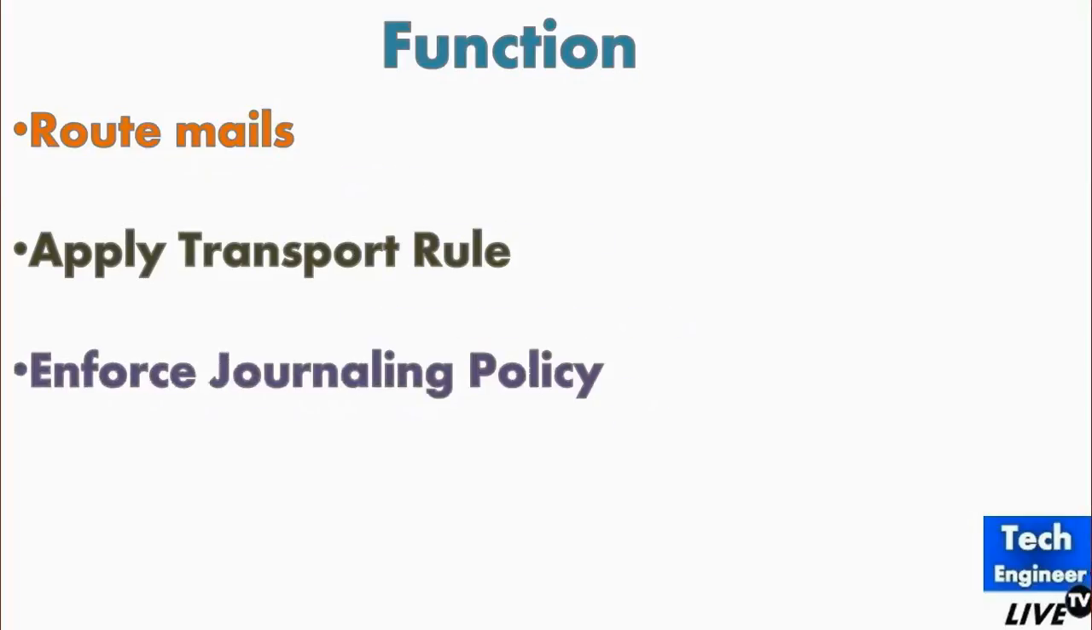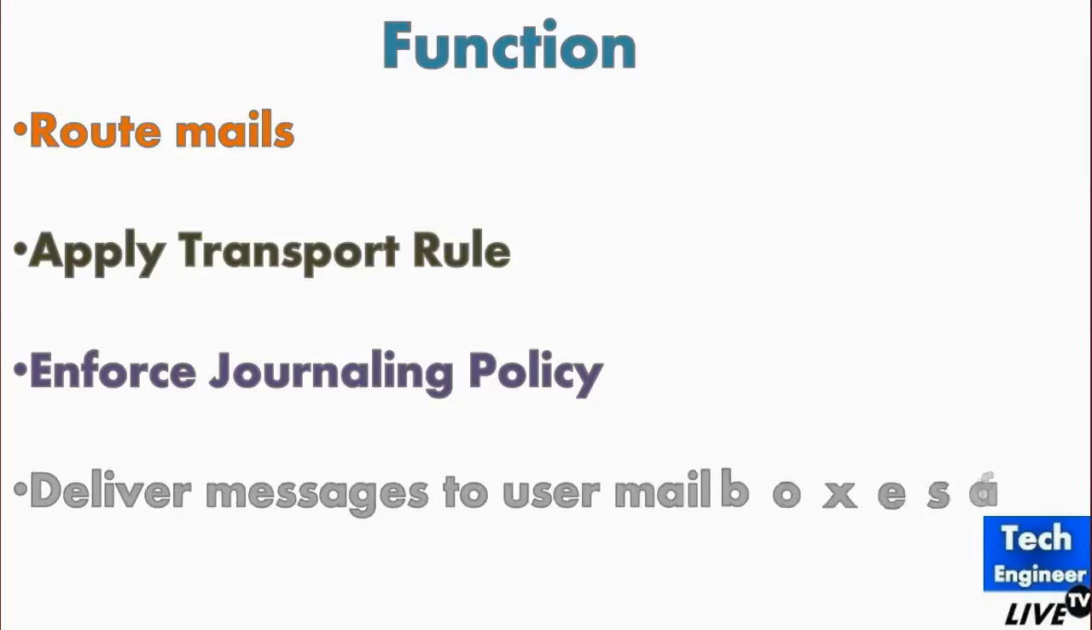It enforces journaling policy, which will let you know where the messages you have sent are actually going, the traffic of all that, and delivers the message to the user mailbox after routing. For example, if you have sent to some other user, this hub transport will first know where the message has to be delivered, and then according to that it will be sent.